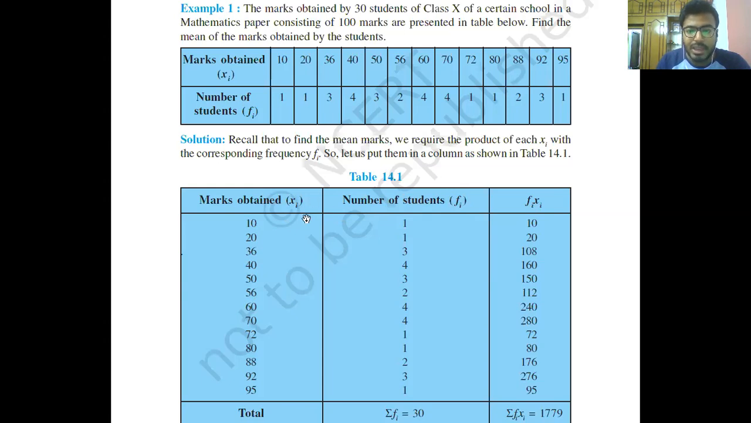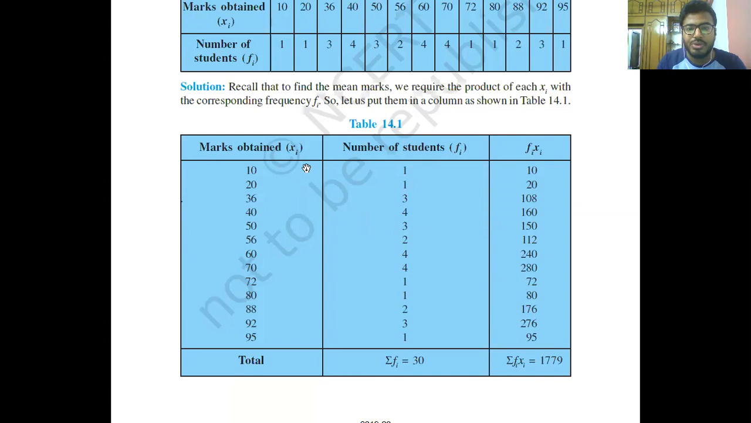Now we'll be multiplying these two. 10 into 1 is 10. That is fi xi we have to get, because you have to remember the formula: x bar is equal to sigma fi xi upon sigma fi. So for that we have to find the sum of fi xi. We multiply each of these, and then we get the fi xi.